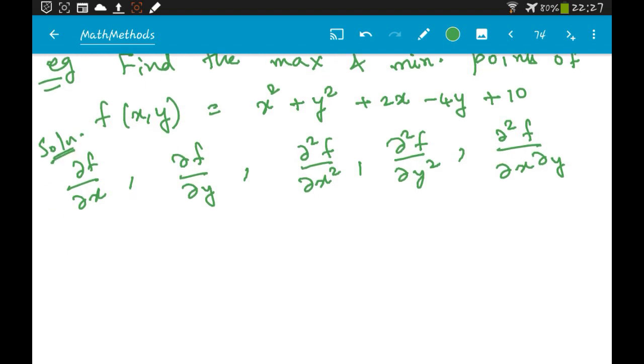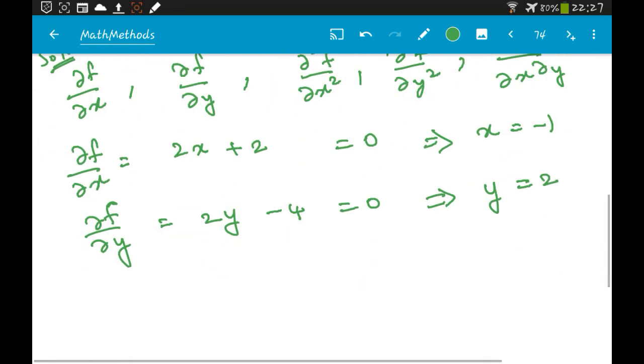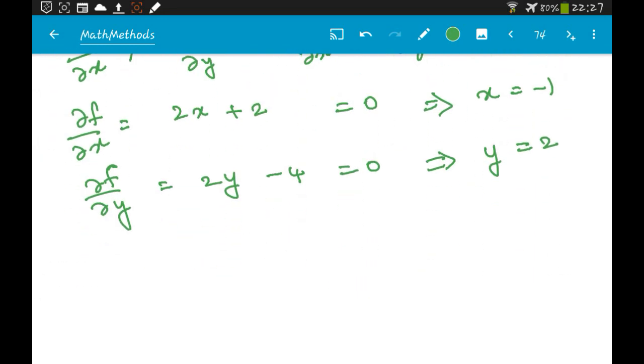Alright, so what is dou f by dou x? So dou f by dou x is 2x plus 2, and we need to set this to 0. So we are going to get x is equal to minus 1. What is dou f by dou y? It is 2y minus 4, which we set to 0. So we are going to get y is equal to 2. Okay, so our points a, b are minus 1 and 2.